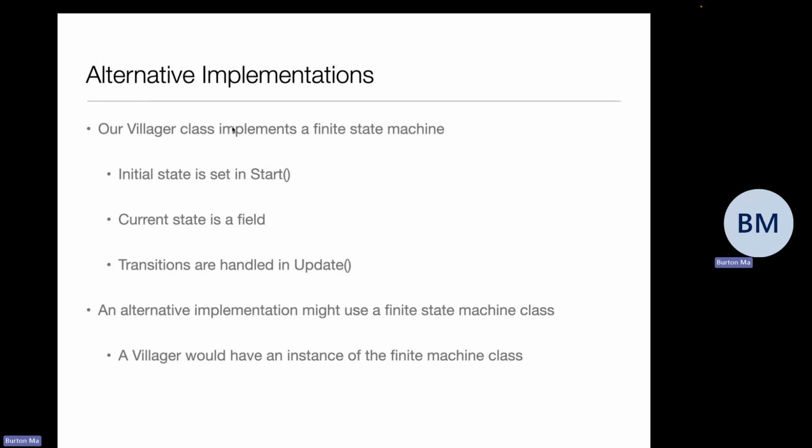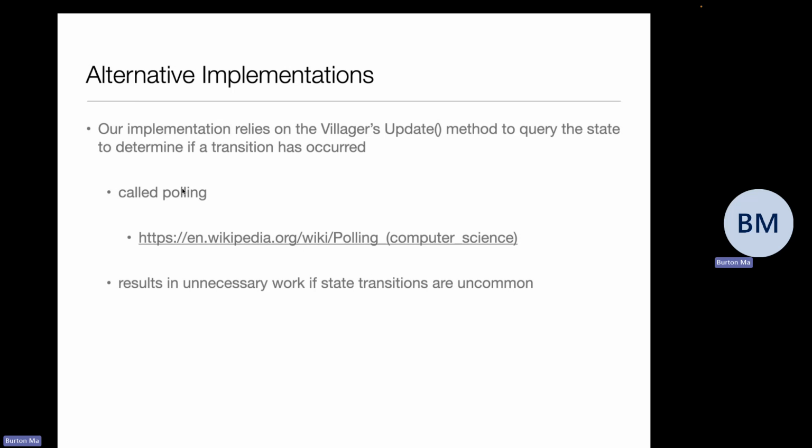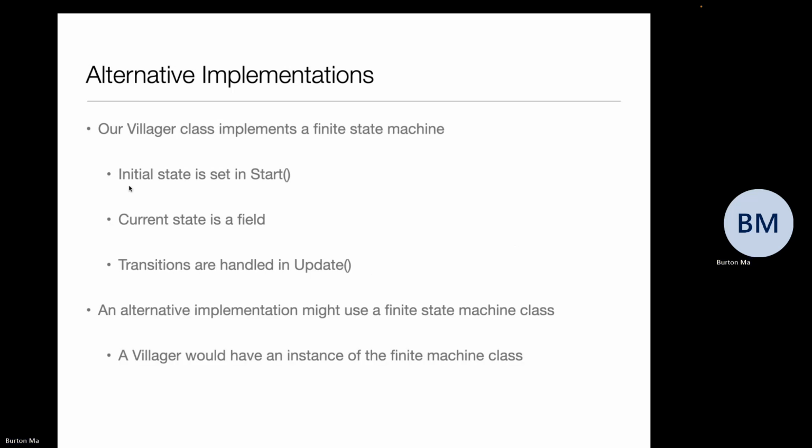Okay, so the next slide. Is it the only way to implement a state machine? The answer is no. There's lots of different ways to implement a state machine. Our villager class itself implements the state machine. So remember what a state machine is. Every state machine has an initial state, so our start method inside the villager sets the initial state.